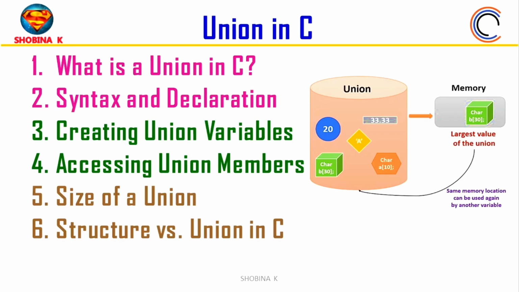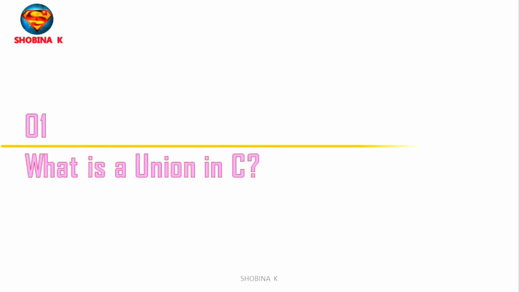In this video, we will delve into the world of unions, a powerful feature in C programming. You will learn what a union is, its syntax, and how to declare it. We will also cover the essential topics of defining and creating union variables, accessing union members, and understanding the size of a union. To top it off, we will compare structure and union, emphasizing their differences. Let's get started. First, what is union?